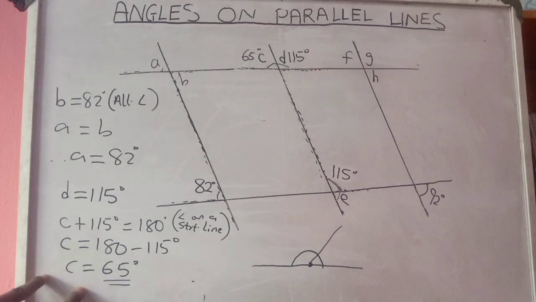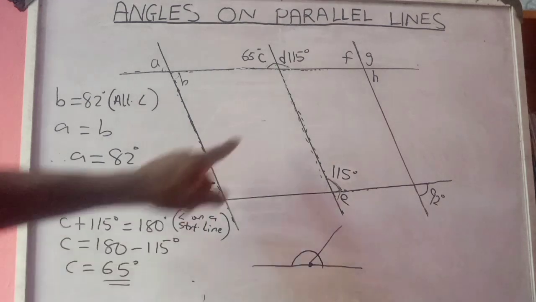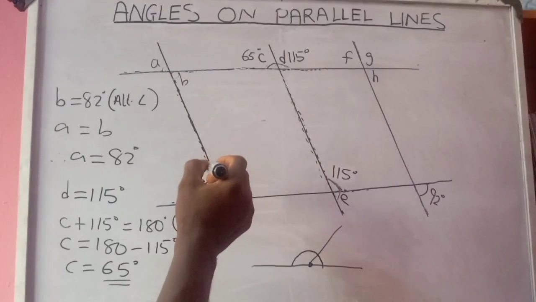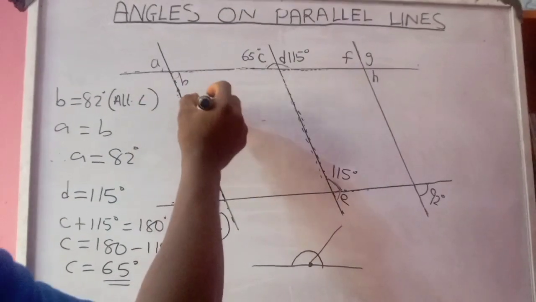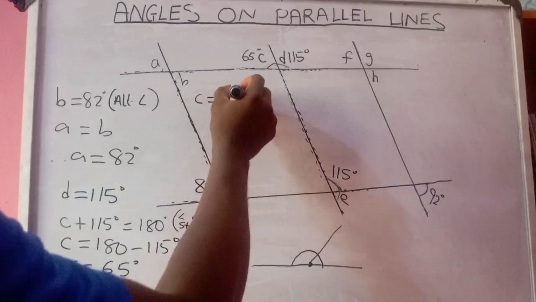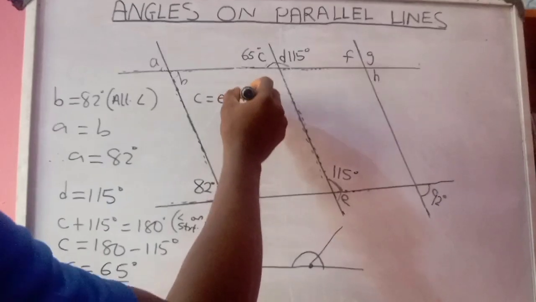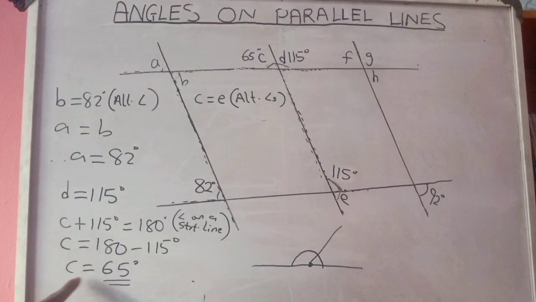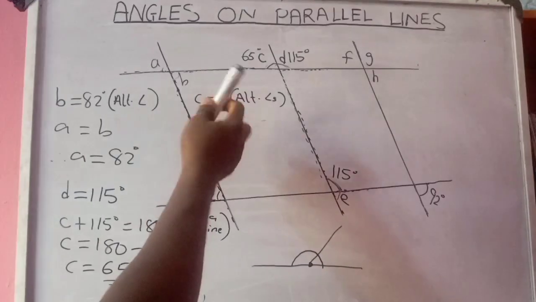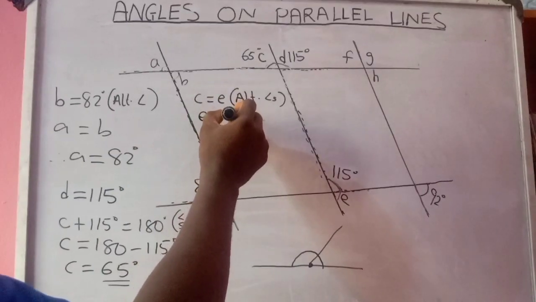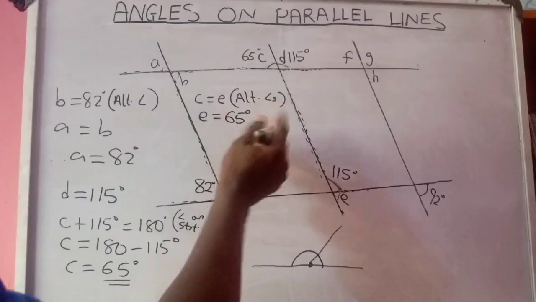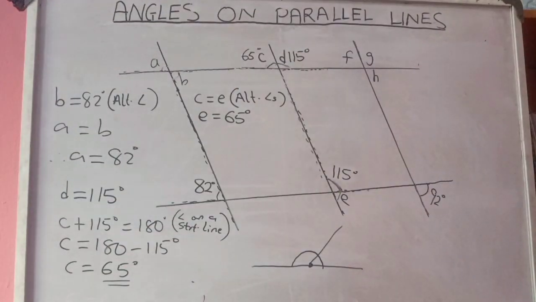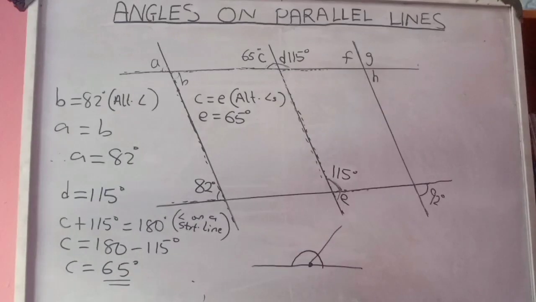Okay, so what we're talking about is to get angle E. We said that C and E are alternate angles. So I'll write it this way, that C is equal to E. And what is the reason? That is alternate angles. And we know that alternate angles are equal. And we have our C at 65 already. So therefore E is equal to 65 degree. So you can see we are done with the second transversal line. Let's move to the third transversal line.